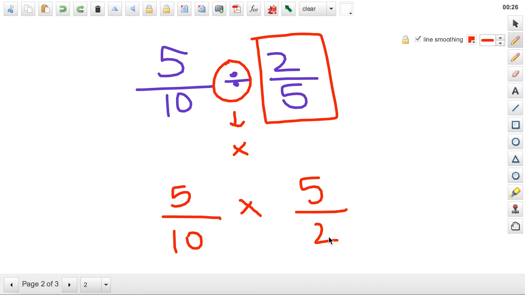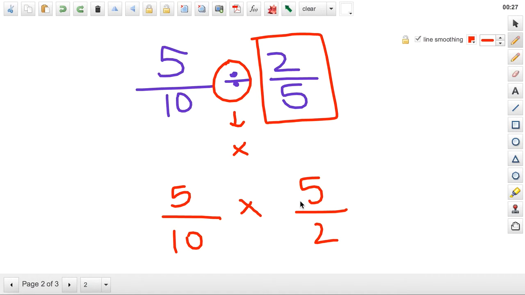Okay, so now we can go ahead and multiply. So it may be a little confusing, but when you divide, you have to use the inverse operation, so multiply, and you have to find the reciprocal of your second fraction. So you basically have to flip the denominator and the numerator of your second fraction. So we can go ahead and multiply.